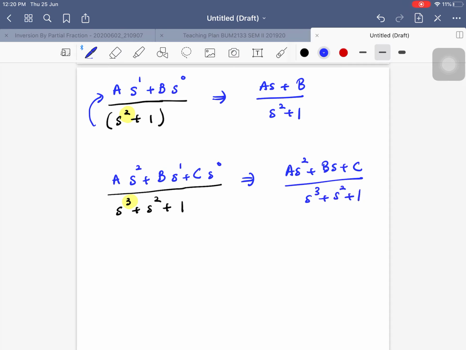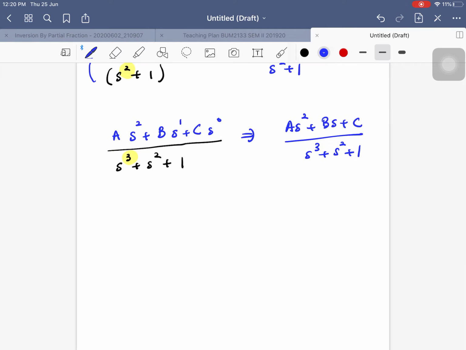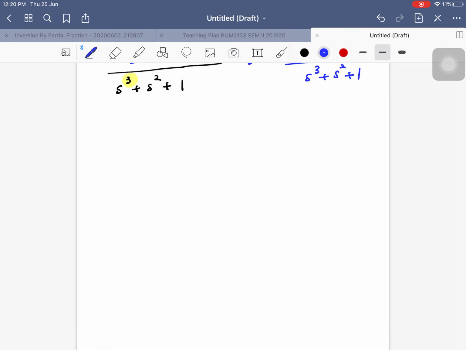Okay, so that is how you determine what goes on top of your partial fraction. So whether it's going to be s squared, or s cubed, and so on, right? So the idea is going to apply for any power in your partial fraction. Okay, next, so let's try to decompose them now.